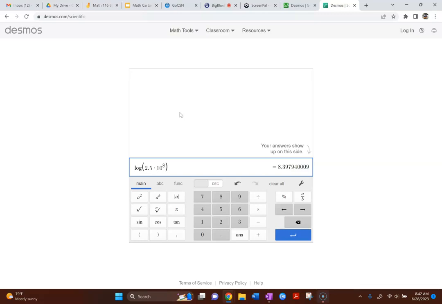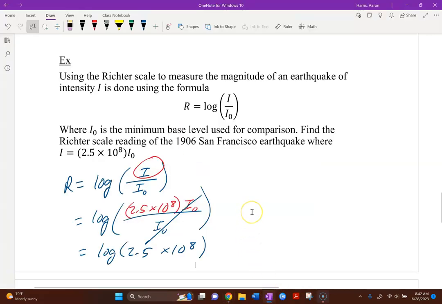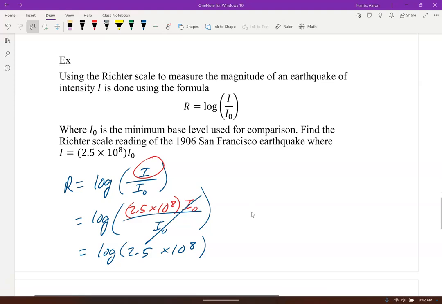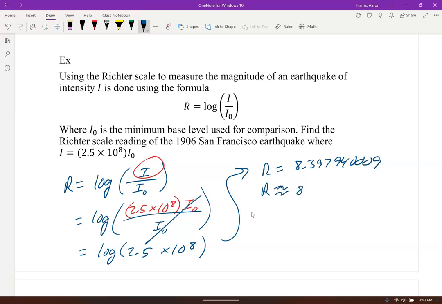It looks like we get 8.397940009. Let's round this to the nearest tenth, so 8.4 is the Richter scale reading of the 1906 San Francisco earthquake.